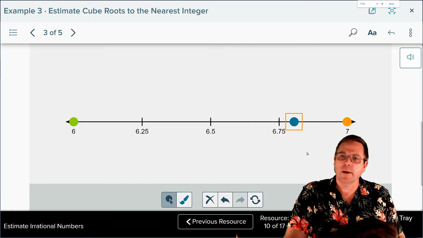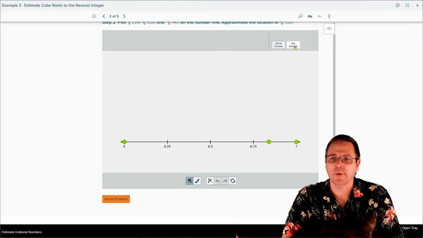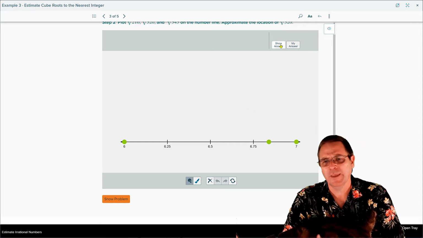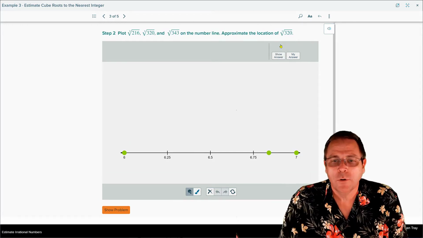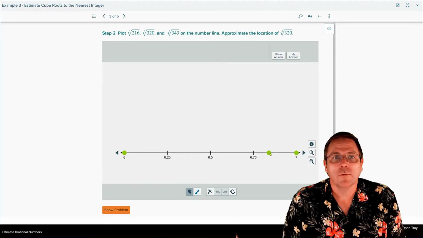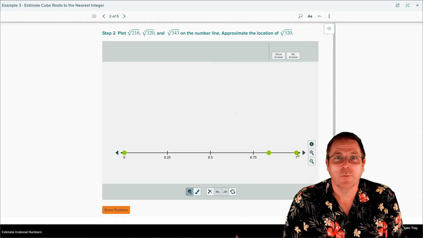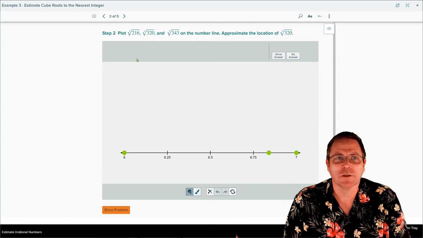Now let's zoom out and compare with what the textbook says. I was fairly close. Either way, when you do it, you see it's very clear that the cube root of 320 is going to be closer to the cube root of 343, which is 7, than it is to the cube root of 216, which is 6.